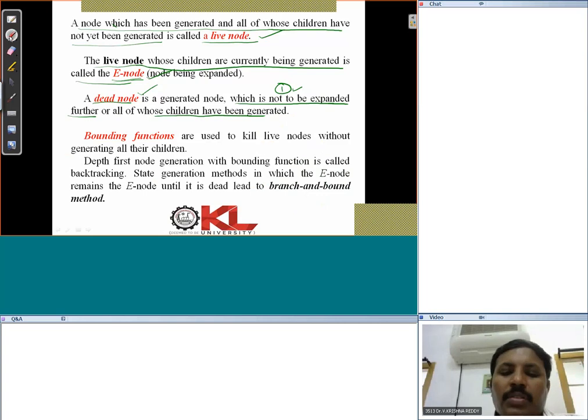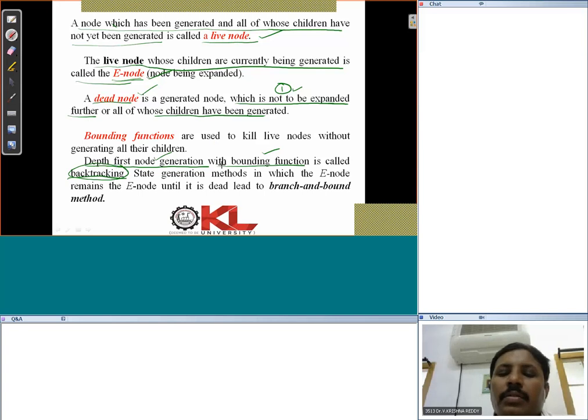Here, all of you please observe: what is the difference between backtracking and branch and bound? Depth first node generation with a bounding function is called backtracking. Depth first node generation was already discussed previously. In backtracking, only one adjacent node is expanded, following the simple logic of DFS. For every node generated, you have to cross-check, as in the previous examples: is it possible to kill, or is it possible to expand? That is called a bounding function. If we use these two techniques, that method is called backtracking.